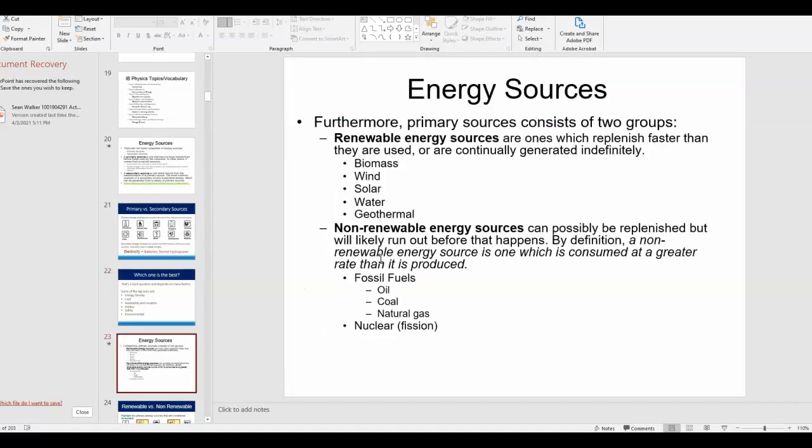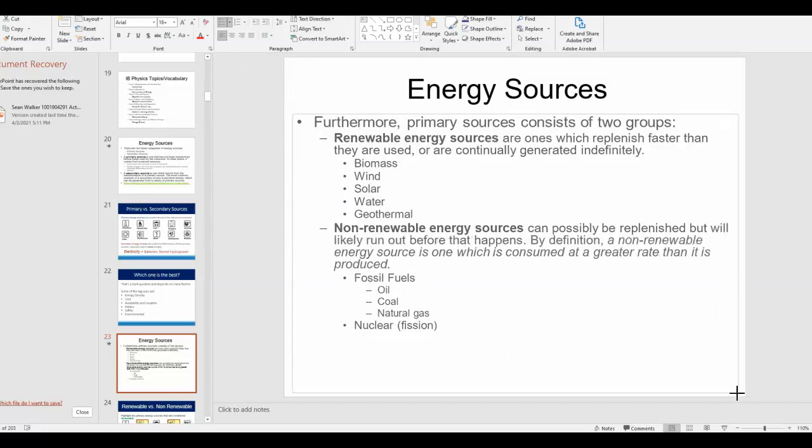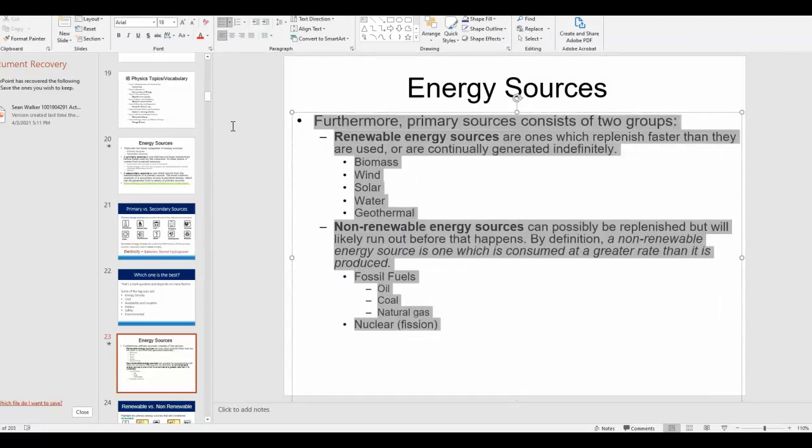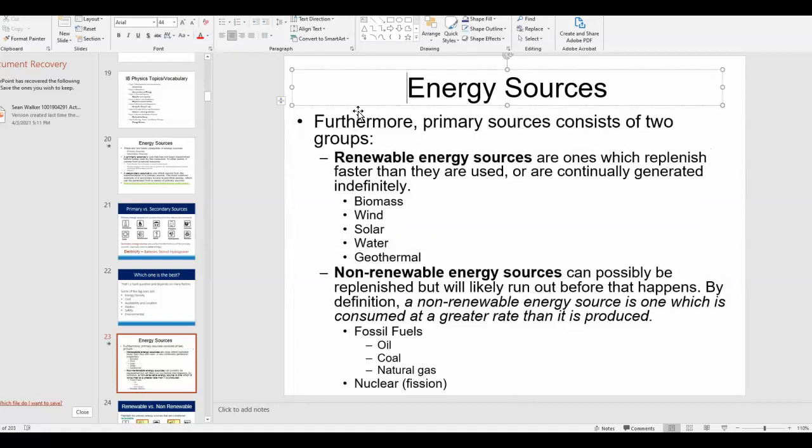Okay, so of the primary energy sources that we talked about, we can break those up into two different groups. Okay, and so I want you to pause it here and make sure you add this to your notes. As always, I want to remind you that definitions are important. Okay, but here we talk about renewable versus non-renewable energy sources, and this is probably something that you kind of know about on your own, just living in the world.